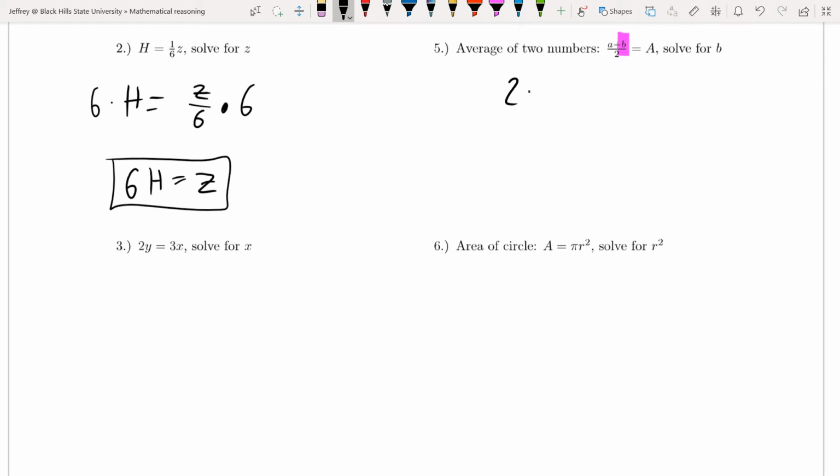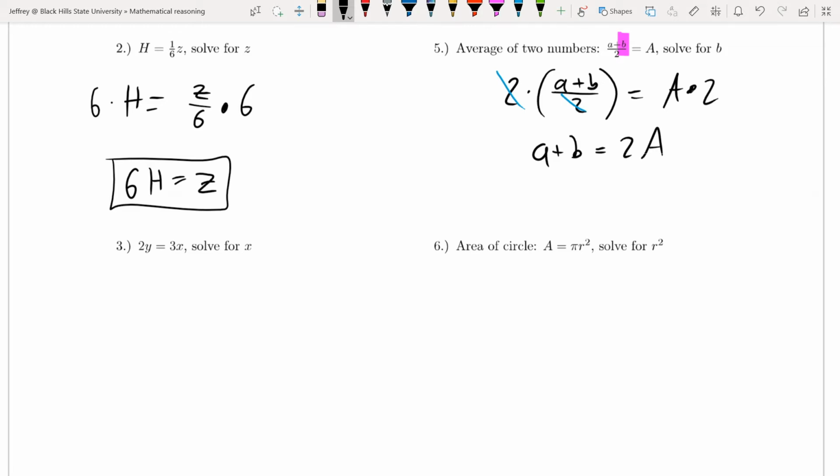So I'm going to take 2 times a plus b over 2 and set that equal to a. And so if I multiply the left side by 2, I actually need to multiply the right side by 2 as well. And this will allow the 2's to cancel on the left side. So when we do that, we get a plus b equals 2 capital A.